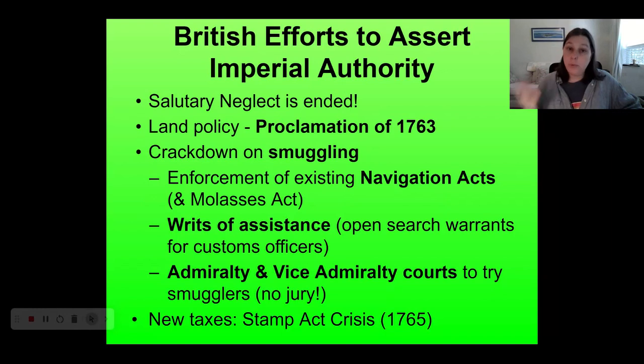1763, a really big turning point for British imperial authority. A couple of examples. Number one, passing the Proclamation of 1763. I just mentioned this briefly earlier. The Proclamation of 1763 is a law passed by the British Parliament that says that American settlers cannot settle west of the Proclamation line of 1763, which is an imaginary line that basically goes down the Appalachian Mountains. So it traces down the Appalachian Mountains. You'll see this on maps sometimes.